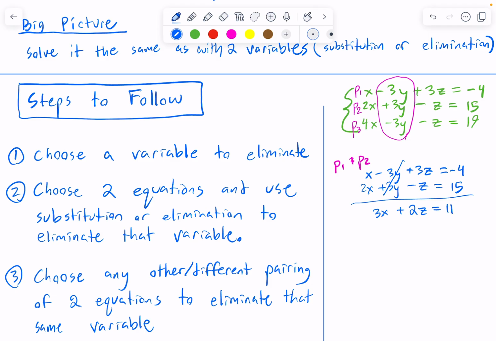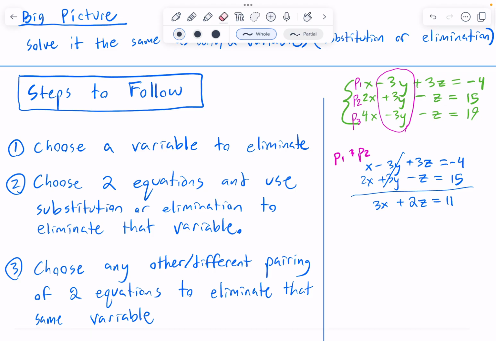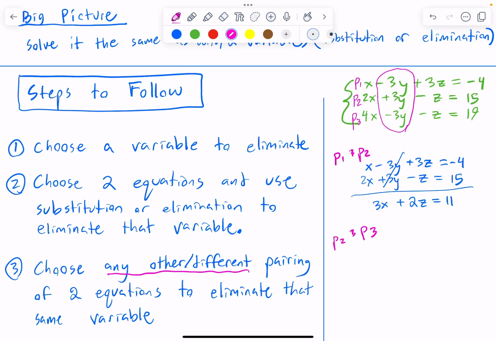Okay? Got it. The next step is we choose any other combination of lines. We can't do P1 and P2 again because we'd be doing the same thing again, which would be redundant. So we can either combine P1 with P3 or P2 with P3. It doesn't matter what combination you choose. I'm going to do P2 and P3 because the second and third equations just seem like they're going to work out the nicest. But again, it doesn't matter. That's why I say choose any other different combination or pairing. All right, so I'm going to do P2 and P3.